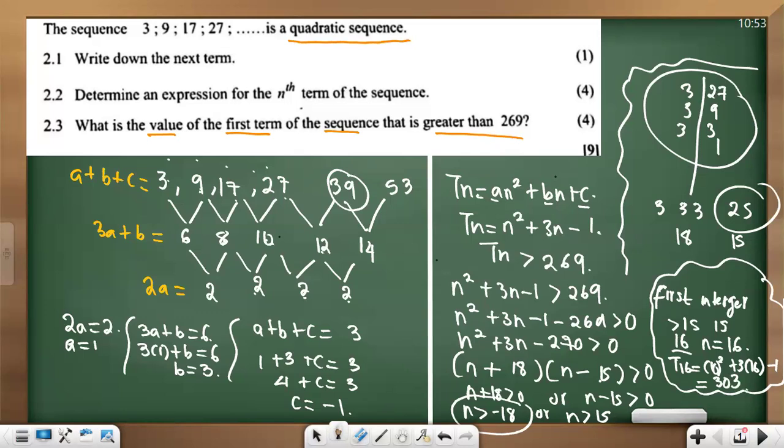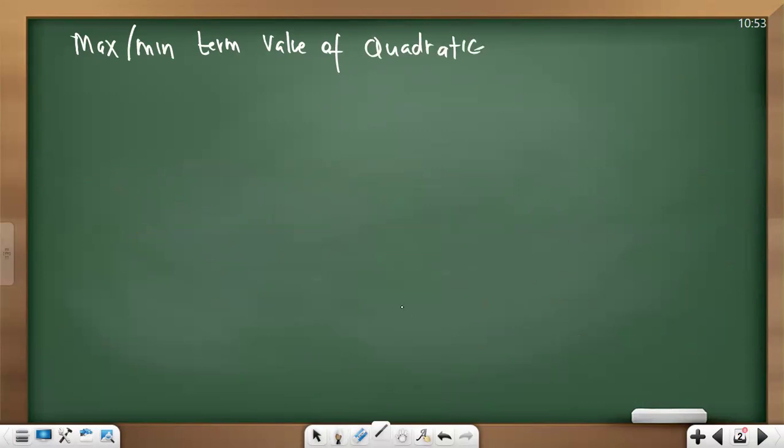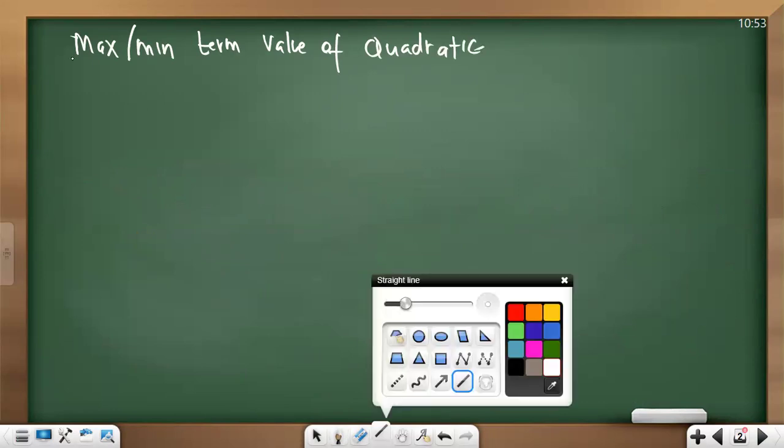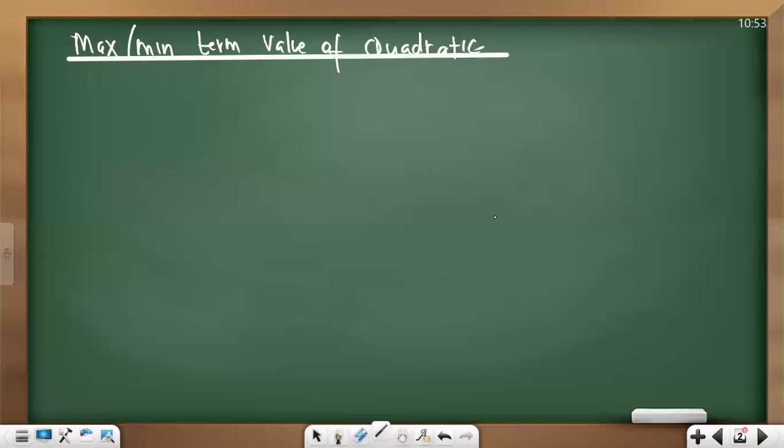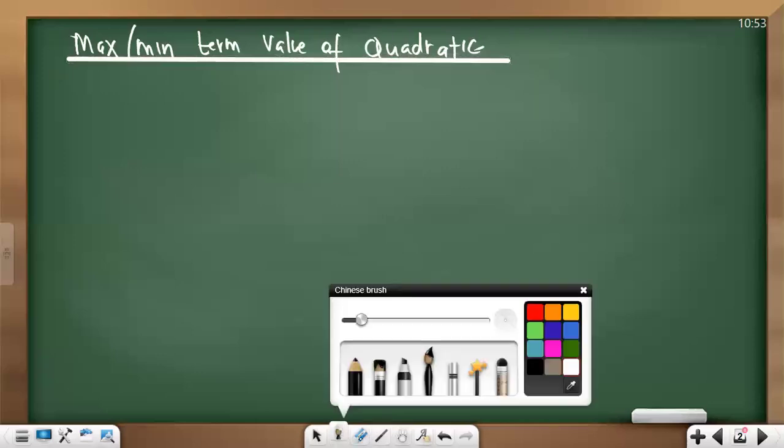So there are common questions that they can ask you here, to find the maximum. Let's just have a crash course. We are just revising. They can ask you to find the maximum or minimum term value of a quadratic. How do we deal with that? Allow me to assist you over here and check the beauty of maths.